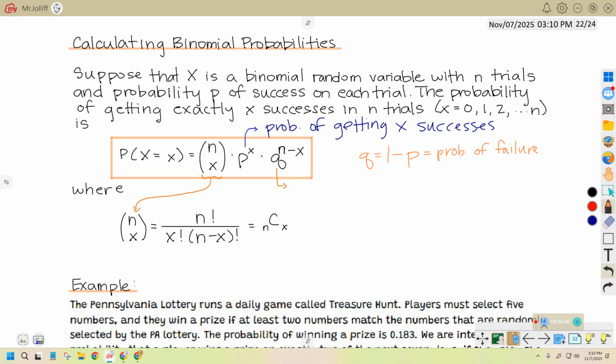P is the probability of success. Q is the probability of failure. If x is the number of successes, n minus x is the number of failures. So what q to the n minus x is actually counting is the probability of getting that many failures.